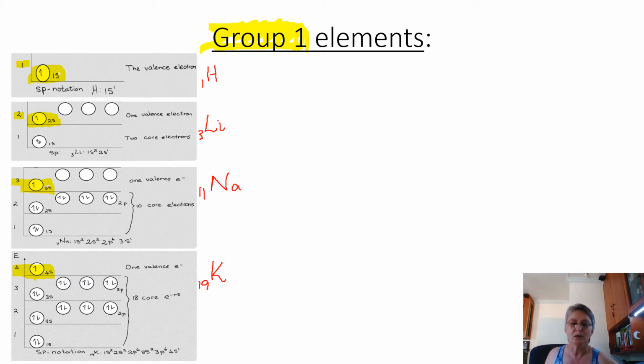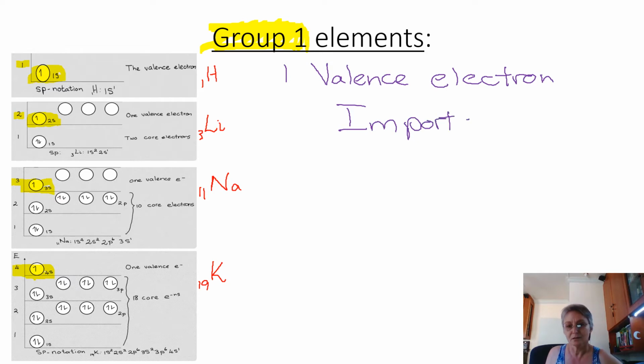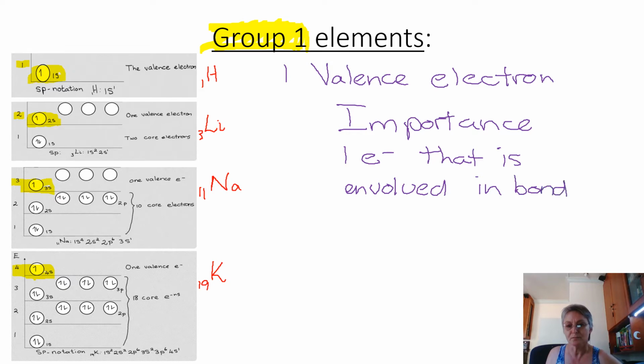So what is important about the valence electrons? The importance is it's the one electron that is involved in bond formation. So this would be chemical bonds. So the number of electrons that determines, for the metals especially, the bonds is 1.